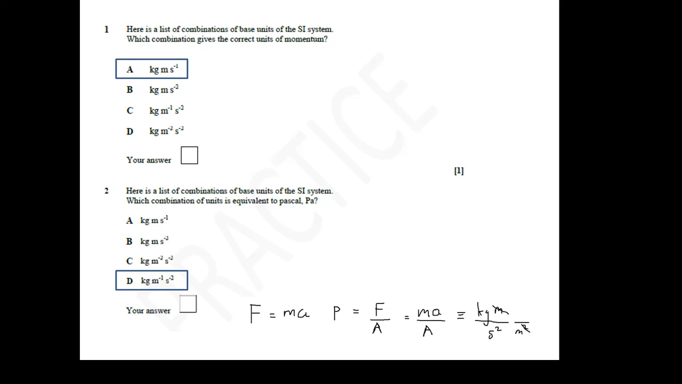Okay, so momentum is kilogram meters per second. Momentum is mass times velocity, so kilograms times meters per second. The next one is a little bit trickier, Pascal. A Pascal is a Newton per meter squared, force divided by area. Looking at my scribbled working out, pressure or stress is force over area. So ma divided by area, so kilogram meters per second squared divided by meters squared gives us kilograms per meter second squared, which is answer D.